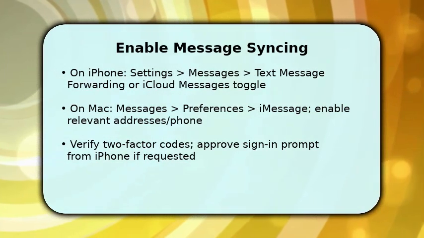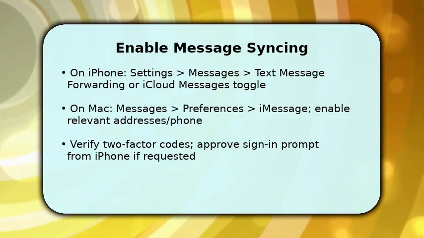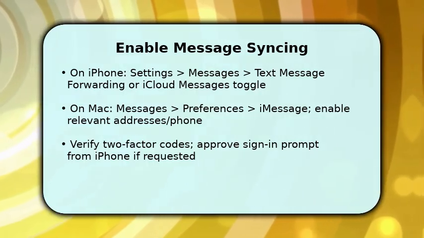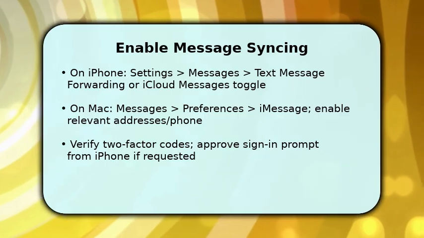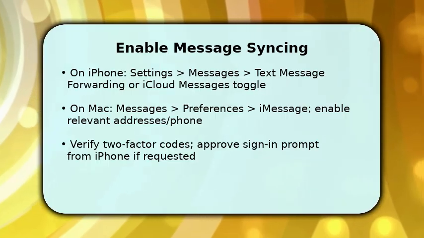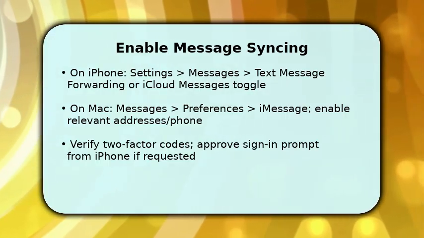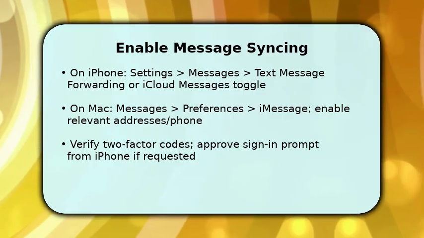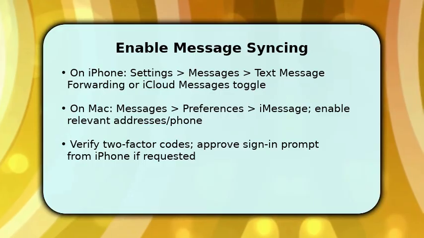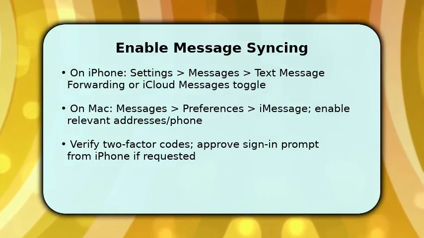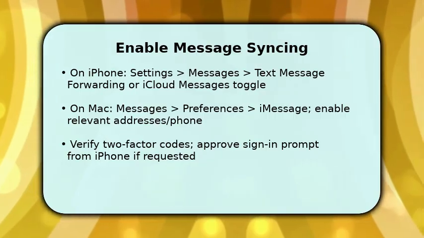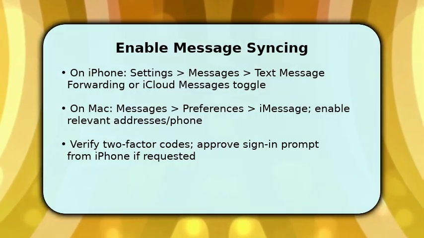Next, you enable syncing so conversations flow between devices. On the iPhone, turn on Messages in iCloud or set text message forwarding to allow your Mac to send/receive SMS. Then on the Mac, open Messages, choose Preferences, select iMessage, and enable the phone number and email addresses you want. Make sure two-factor authentication prompts are approved on your iPhone. You may need to enter a code shown there. Doing these steps links message traffic and preserves history across devices.